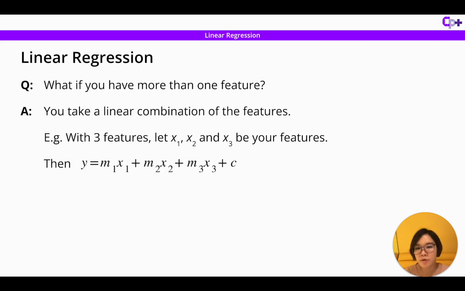So what happens if you have more than one feature? It's not just y equals mx plus c anymore. You have to do what we call a linear combination of the features. What that means is every feature x1, x2, x3 will have its own coefficient m in front of it. So m1, m2, m3. And the task of the computer is to learn, to find m1, m2, m3 as well as c through training with the data.